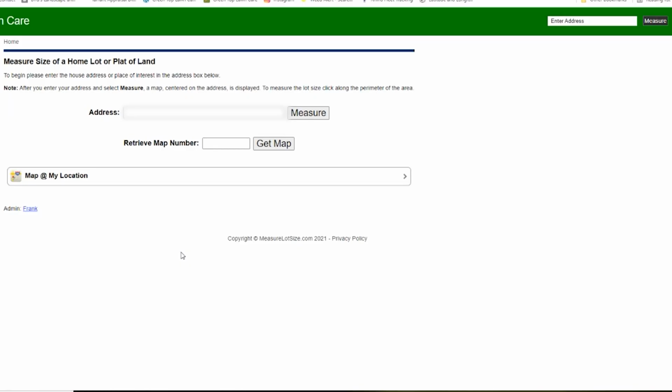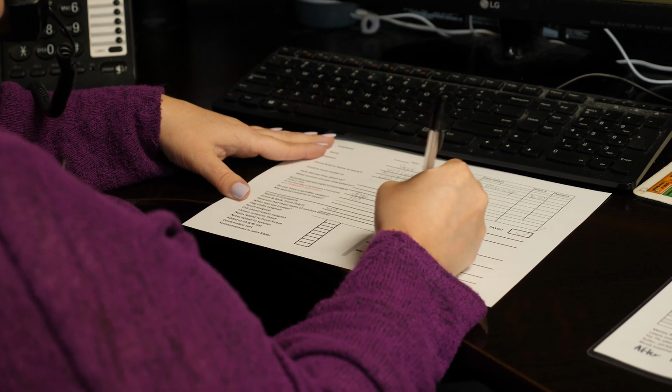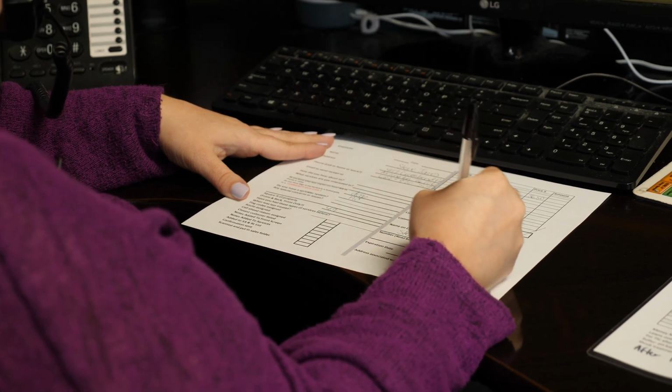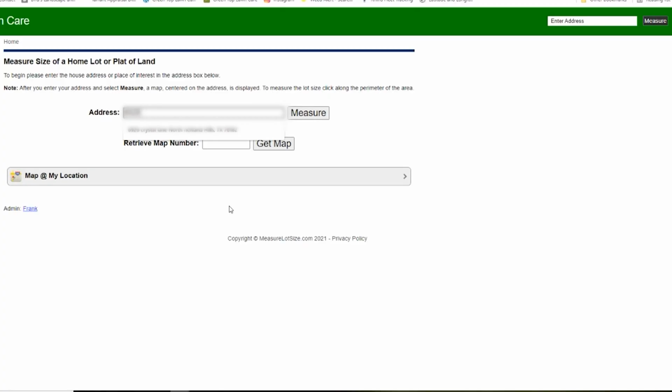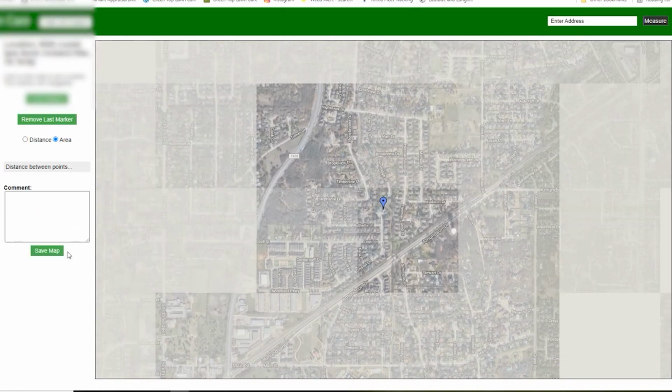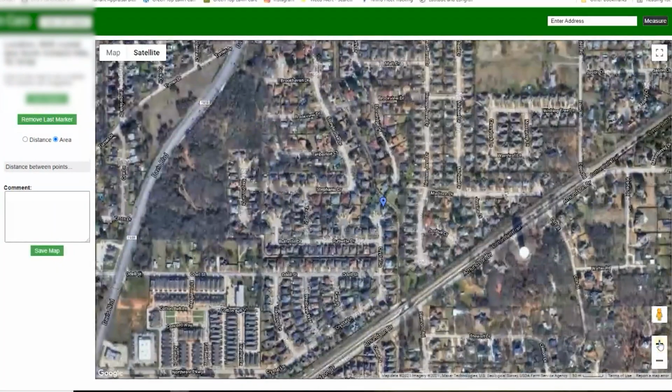ABC Mowing, this is Kate. How can I help you? Yes, ma'am. I'd like to see about acquiring mowing services from your company. Yeah, what is the address? It is 6926. Perfect. And what's a good phone number just in case we get disconnected? Yes, 817. Okay, let me look that up for you.